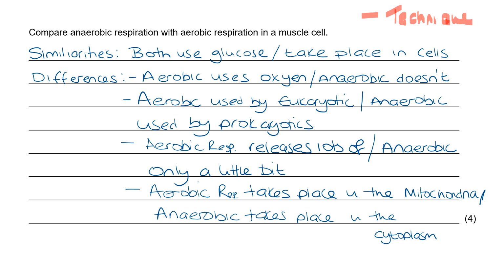Secondly, aerobic respiration is used by eukaryotic cells. However, anaerobic respiration is used by prokaryotics. Thirdly, aerobic respiration releases lots of energy, whereas anaerobic respiration only releases a little bit. And finally, aerobic respiration takes place in the mitochondria, whereas anaerobic respiration takes place in the cytoplasm.